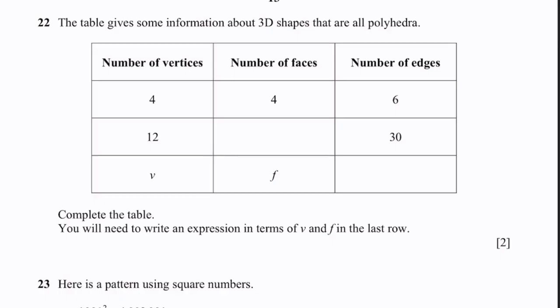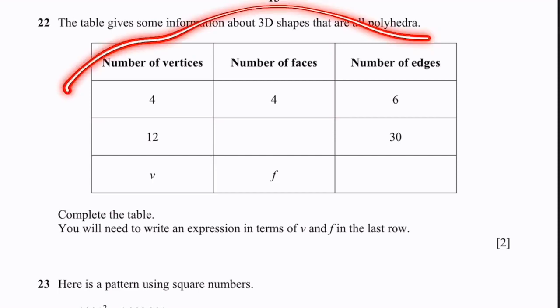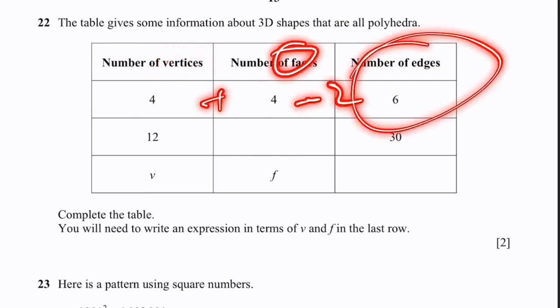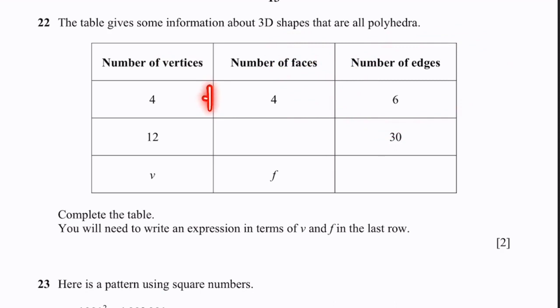Question 22. The table gives some information about 3D shapes that are all polyhedra. Complete the table. You will need to write an expression in terms of V and F in the last row. Number of vertices, number of faces, number of edges is given: 4, 4, 6. Whatever polyhedron you take, there's a rule. Number of vertices plus number of faces, and then minus 2, is the number of edges. That's what you have. 4 plus 4 minus 2 is 6.